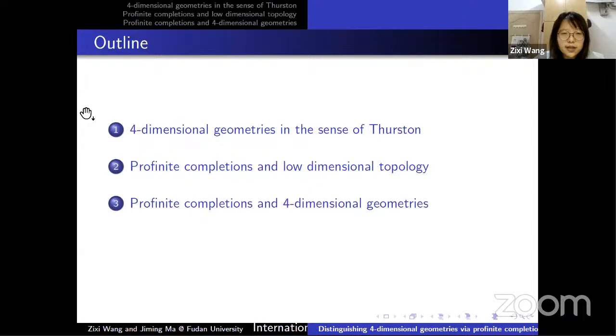Today's talk has three parts. Firstly, I will roughly introduce the four-dimensional geometries in the sense of Thurston, and next, profinite completions in low-dimensional topology. And finally, I will especially introduce the profinite completions and four-dimensional geometries.